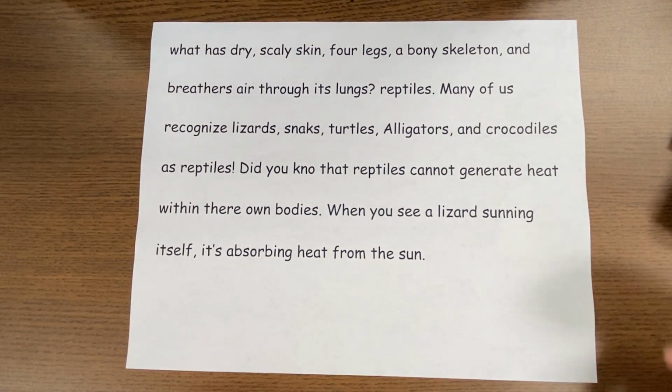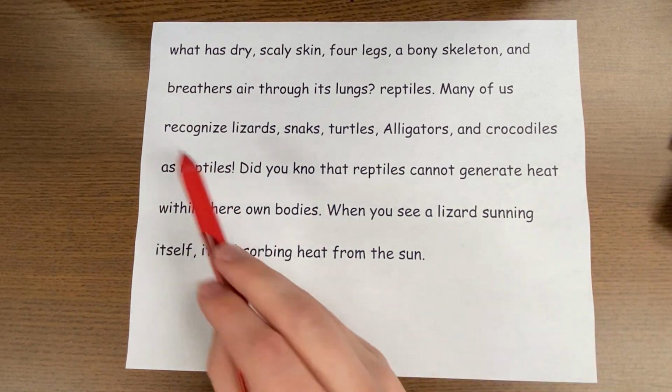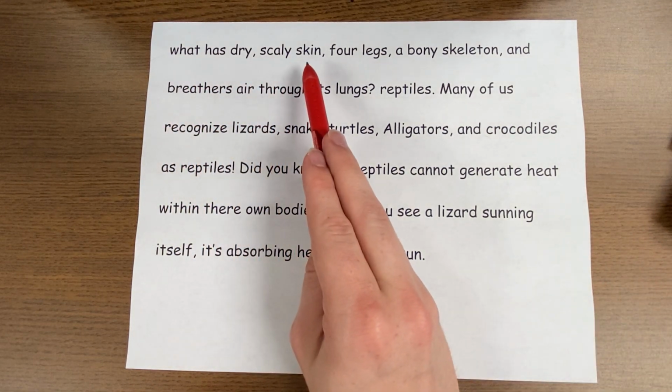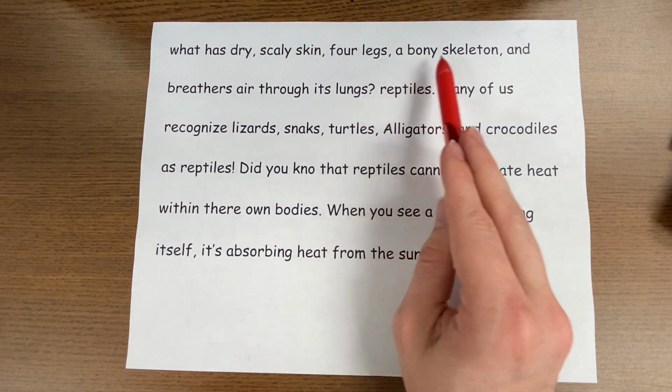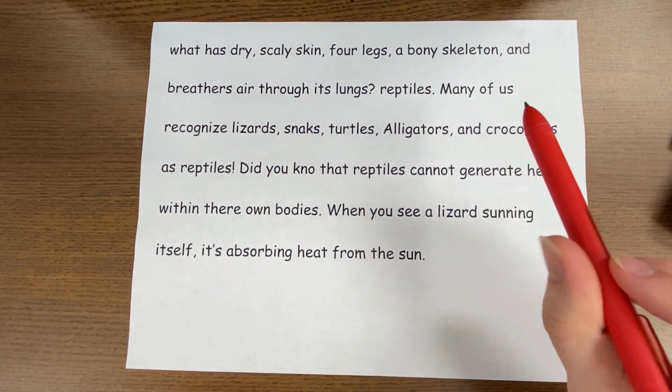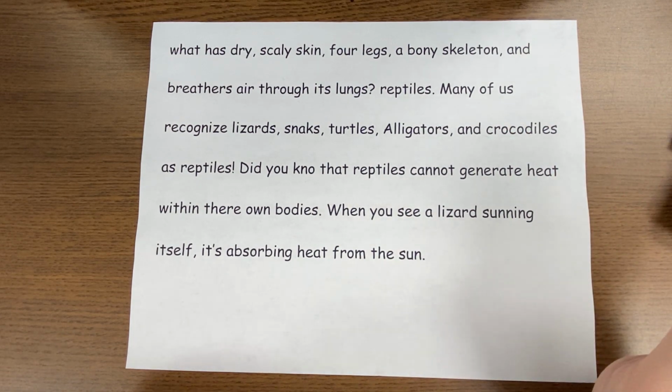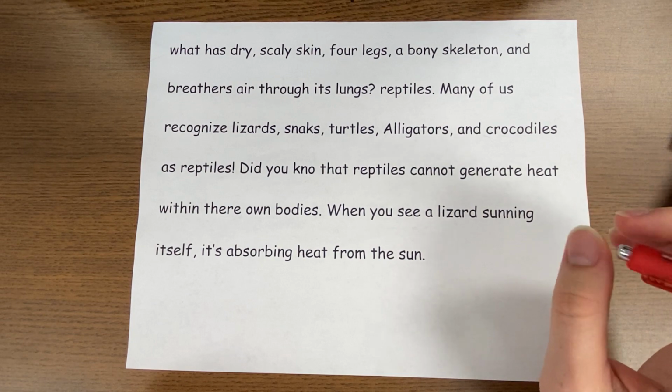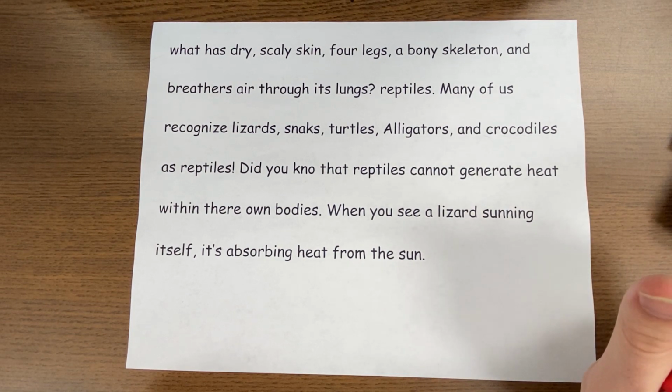I know that I can use my word wall and tricky words list to help me fix some of my spelling mistakes. I'm going to read the sentences out loud because sometimes that helps me notice mistakes that I have made. So the first sentence says, "What has dry, scaly skin, 4 legs, a bony skeleton, and breathers air through its lungs?" Wait a second. Breathers? That doesn't even sound like a word. So I know I made a spelling mistake there.